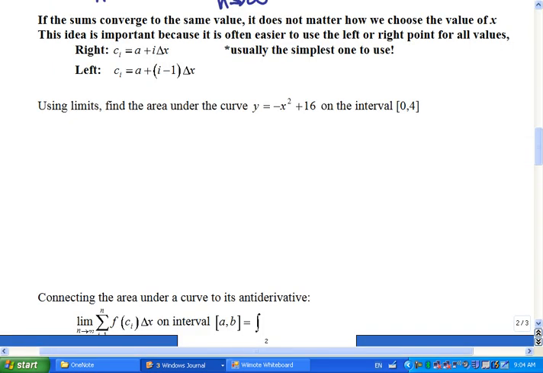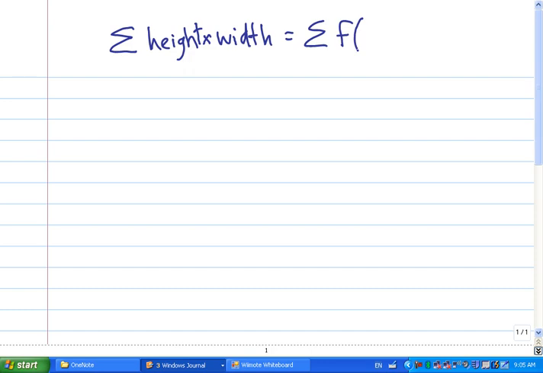So first, what we want to do is make a formula that will give us an approximation for a certain number of rectangles. To do that, we're going to build up a sum of the height times the width. The rectangle that we pick will have the same height as the function, so it'll be the function at a point times the width of the rectangles.